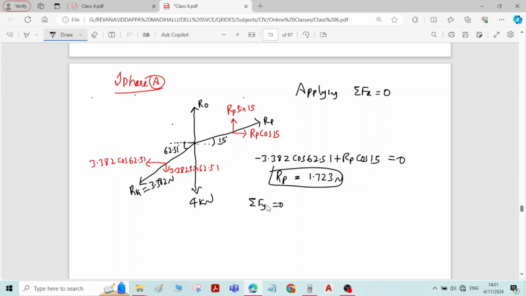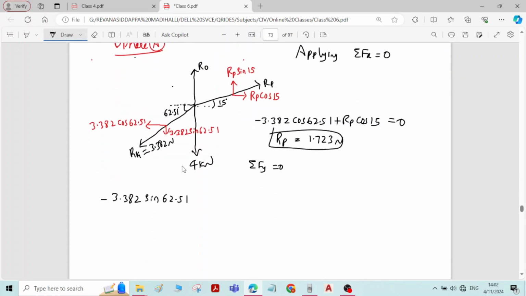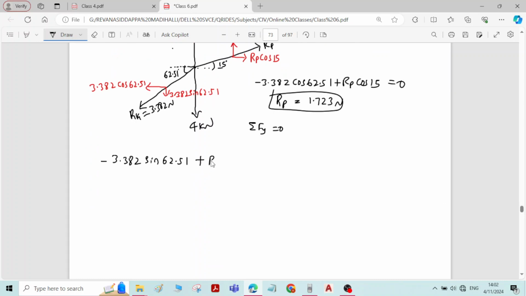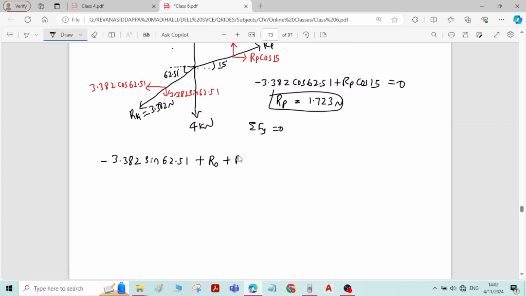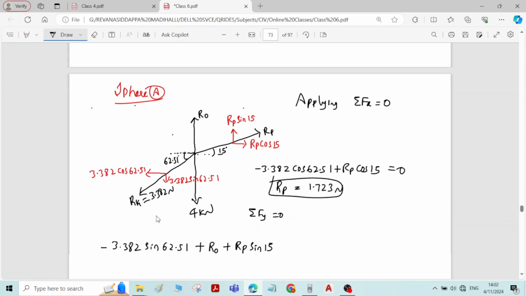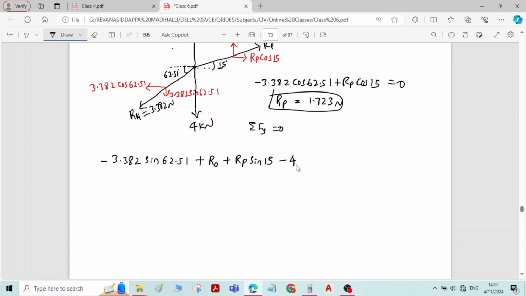Now go for the next equilibrium condition. Sigma Fy is equal to 0. Sum of forces in y direction is equal to 0. So we have 3.382 sin 62.51 acting in downward direction, so it is minus 3.382 sin 62.51. Then we have RO force acting in upward direction, plus RO. Then we have RP sin 15 acting in upward direction, plus RP sin 15. Then we have 4 kN force acting in downward direction, minus 4, is equal to 0.